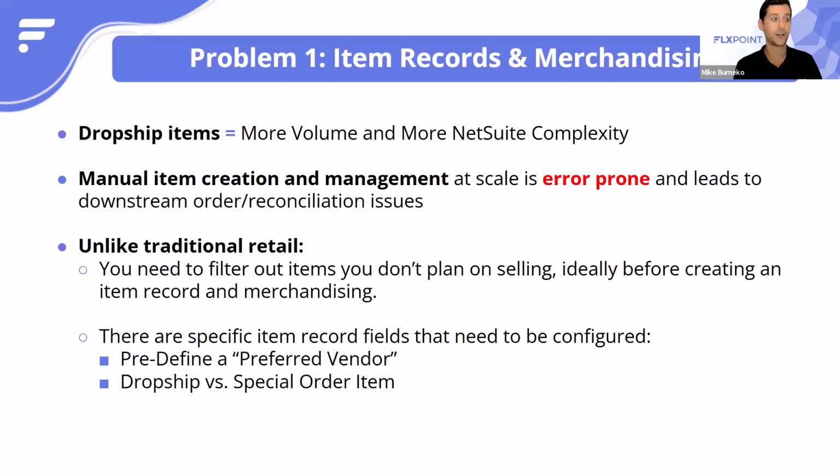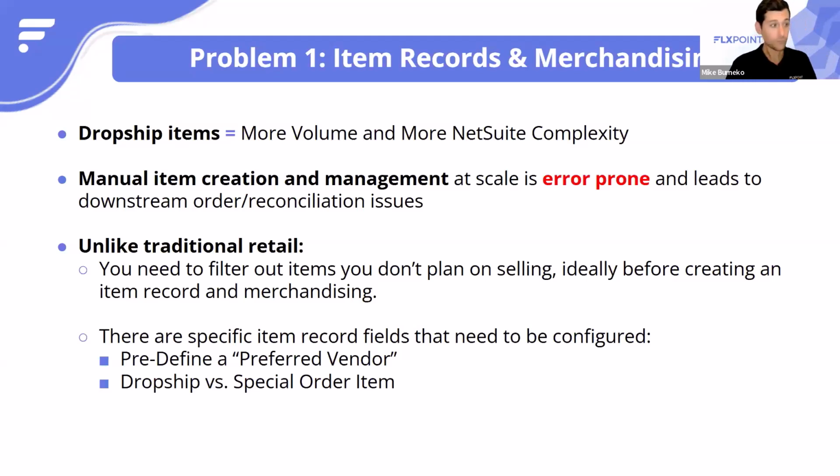And then, like I mentioned earlier, unlike traditional retail, where this is all my own inventory and I know I'm going to want to sell this on my e-commerce website, or I have a set list of items that I want to sell, a lot of times when you're dealing with dropship, you want to be able to filter out items that you don't plan on selling from particular vendors. Otherwise you might be creating hundreds of thousands of item records for stuff that you're not even selling, which is work that doesn't need to be done. So having a good filtering system is key.